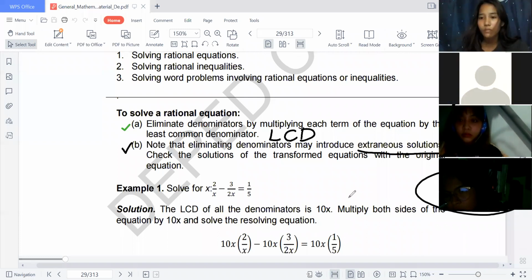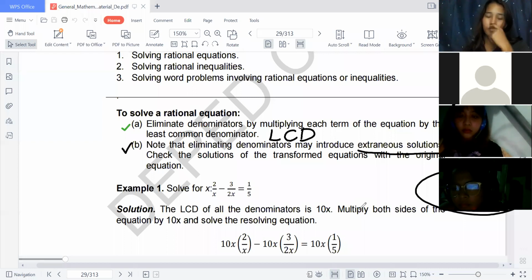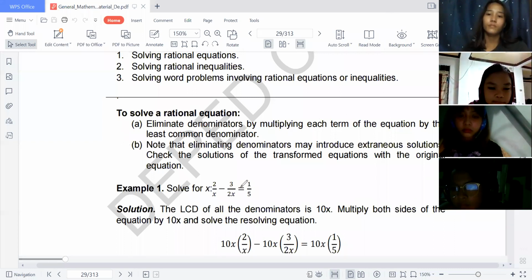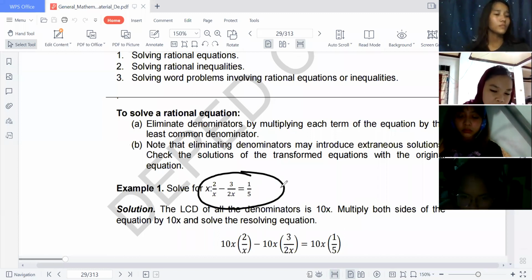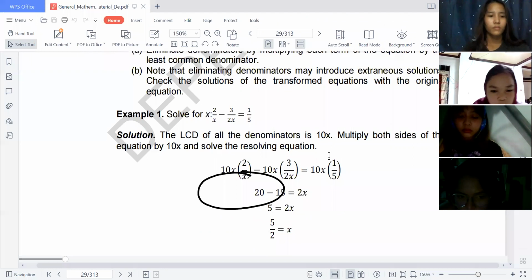Again, we will repeat. The very first step in solving a rational equation is to eliminate all of your denominators by multiplying by the LCD. And the next thing is, you have to do the checking. Those are the two steps. Okay, let's proceed with the example. So let us solve this one.